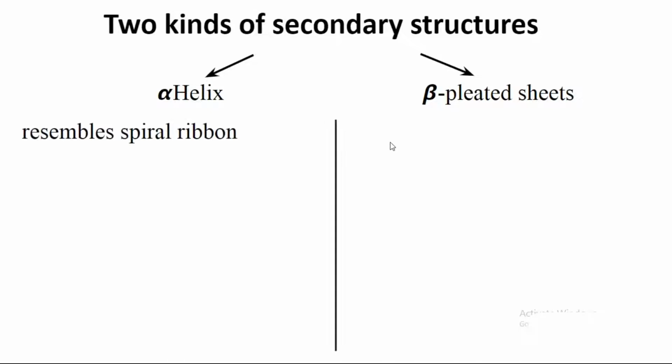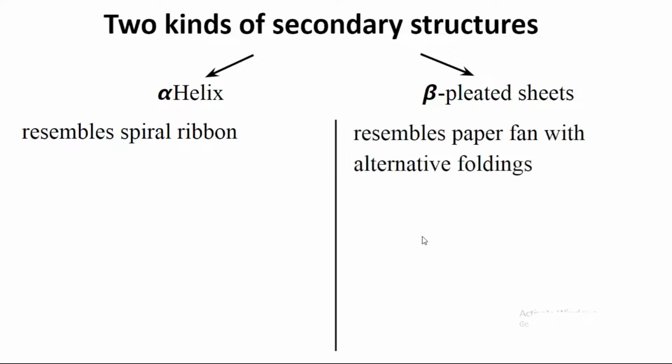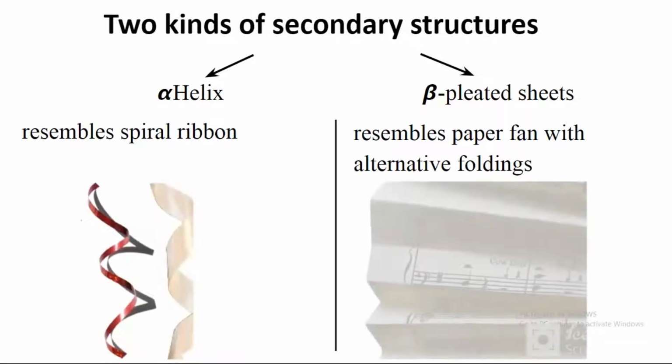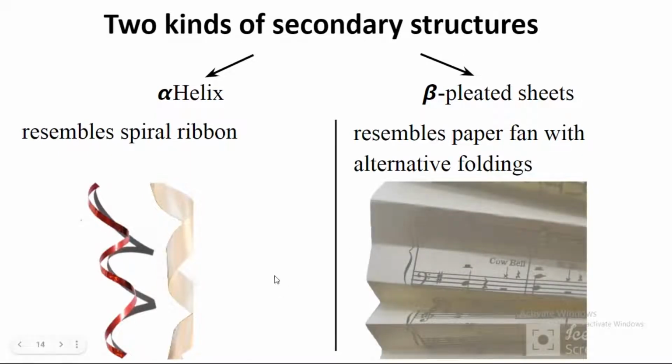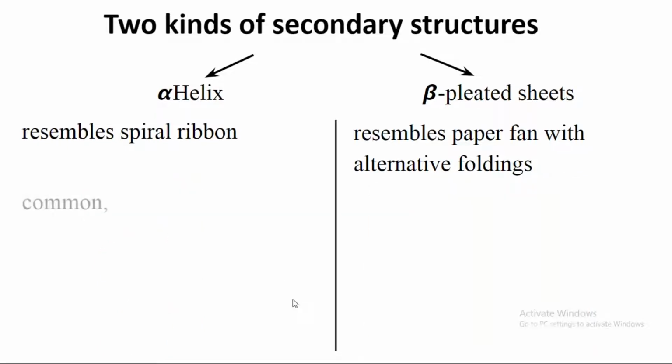You can recall the alpha helix and beta pleated sheets. What are these? These are basically the names for what we saw earlier. The spiral ribbon one is in fact an alpha helix, and the one which looks like a paper fan, with the alternate foldings, is beta pleated sheets. And the alpha helix is more common.